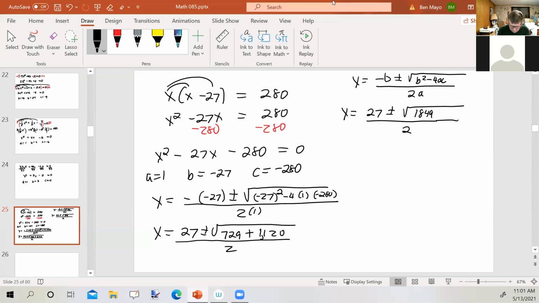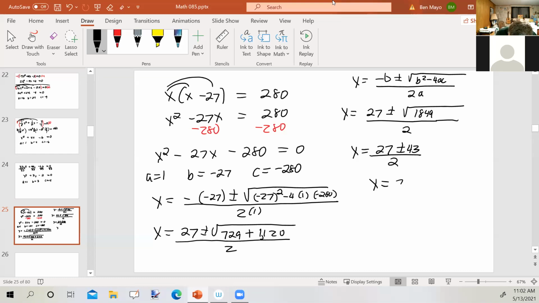Okay, now 1849, what a huge number. I think the first thing I would do is see if by chance that is a perfect square. So on my calculator, I'm going to take the square root of 1849. It's exactly 43. So x equals 27 plus or minus 43 all over 2. Who would have thought?